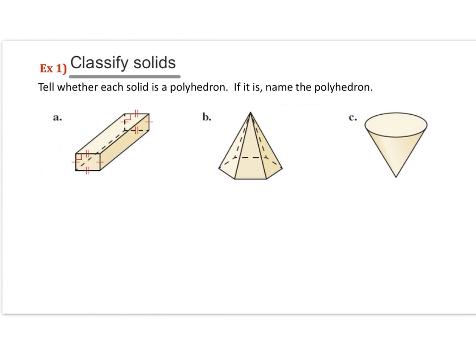All right, so let's take a look and try examples A, B, and C. Tell whether each solid is a polyhedron. If it is, name the polyhedron. All right, so sample A looks like it has all faces that are polygons. Therefore, we can say, yes, this is a polyhedron. And then we would name it according to its bases. It looks like there are 2 of the same bases that are parallel. It looks like opposite sides are congruent, but not all 4 sides. So this looks like a rectangular prism.